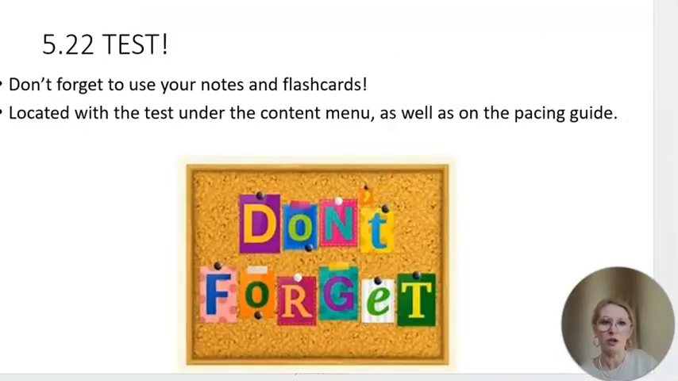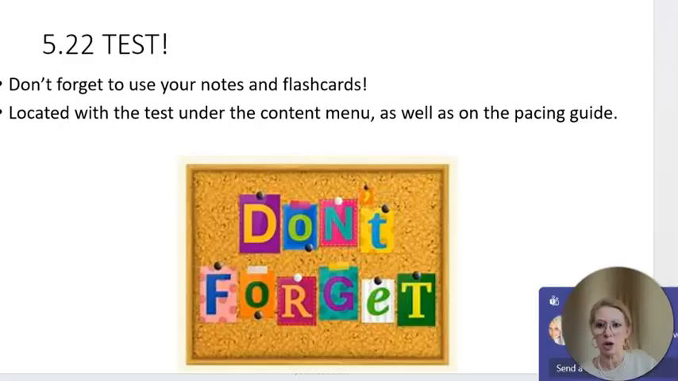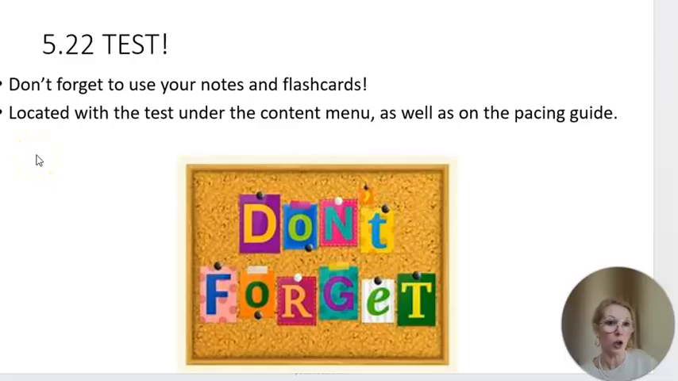Okay, don't forget that you've got your 5.22 test due on Thursday. Don't forget to use your notes, your flashcards, and of course, you can still use the Kahoot that we just did.